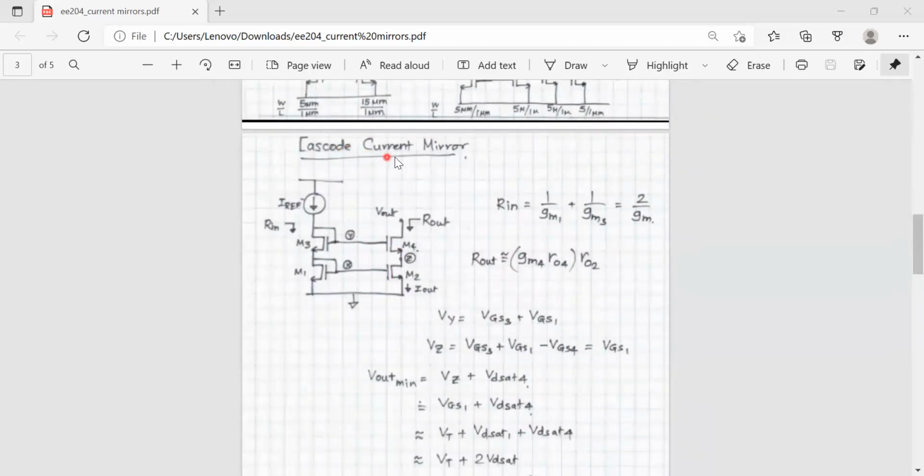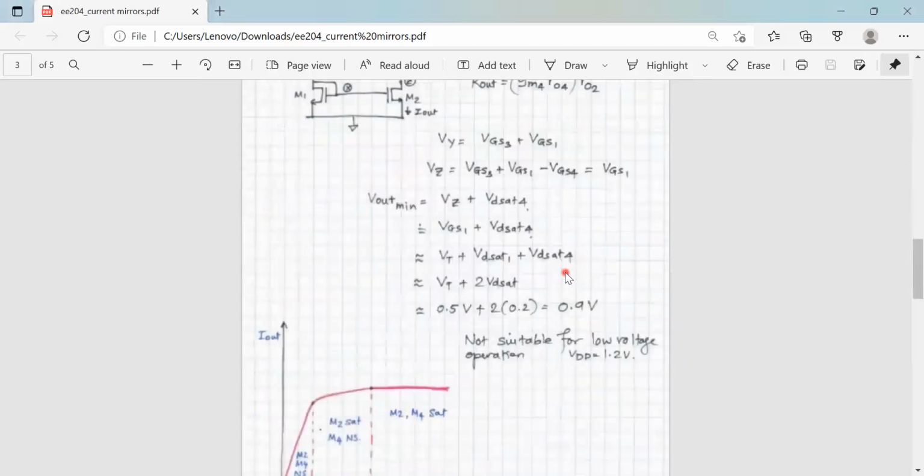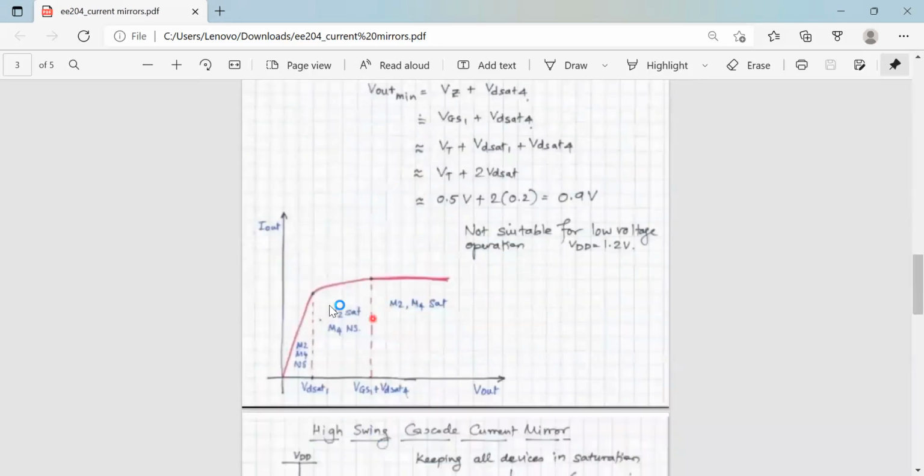Let's take a cascode current mirror. This will function similarly to the current mirror, but the Rin and Rout values will change. Rin will be 2 by gm, and Rout will be, we know, the cascode Rout multiplier effect. The minimum output voltage is VT plus 2 VDSAT. This is the graph of output current versus V out.